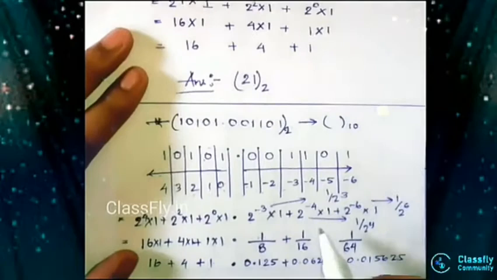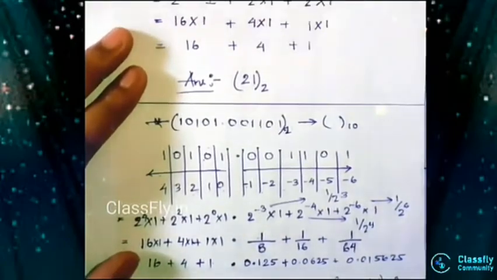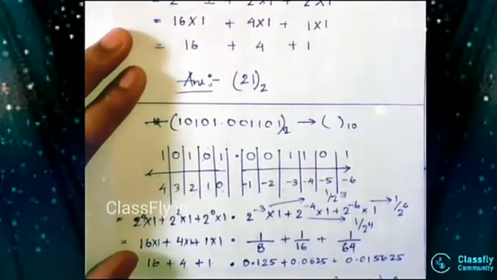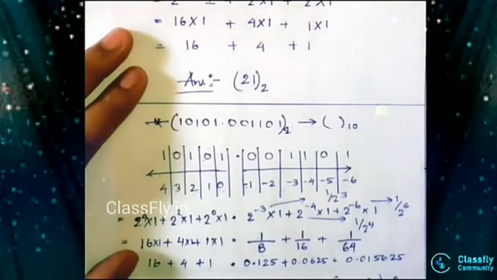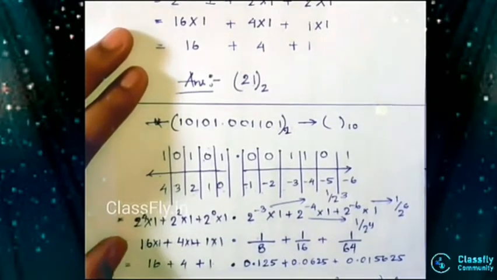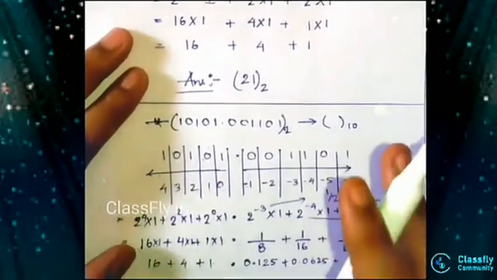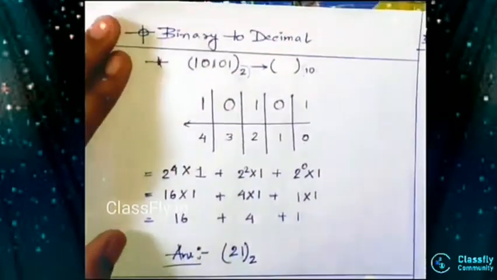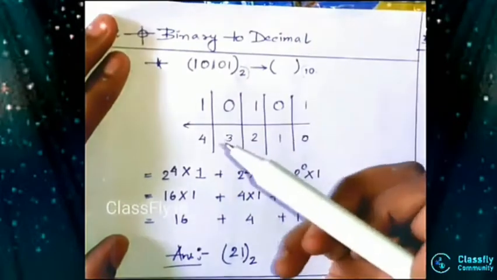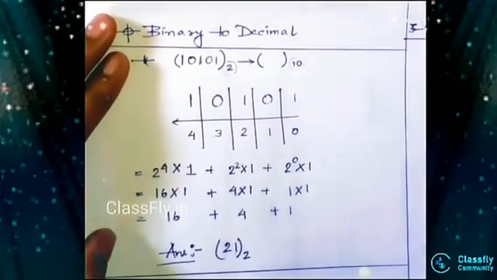I have already done the calculation and we got the answer as 21.203125. So we took the approximation 21.21. So this is the basic concept of how we can convert binary to decimal. Now we will solve some questions.